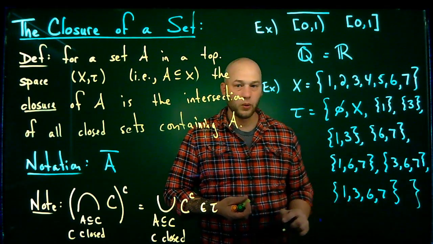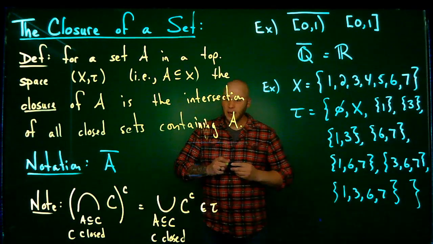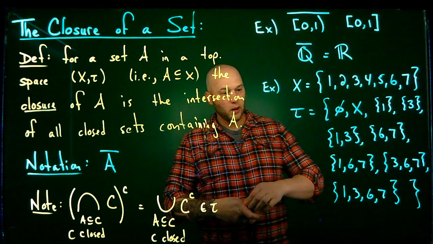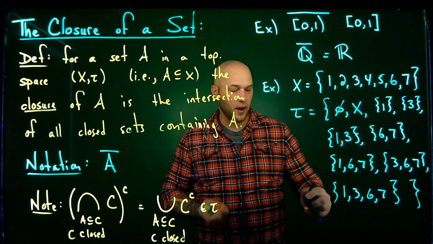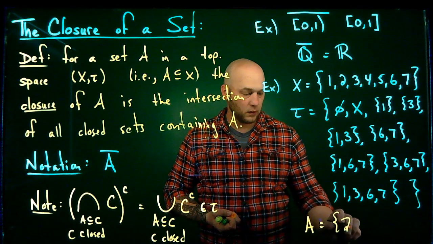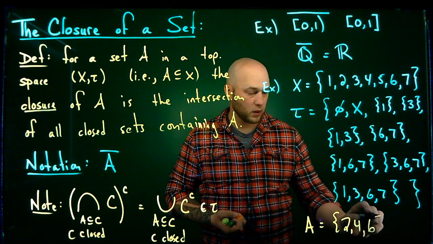And then let's close it. So that right there would be a topology on that set. And let's say I want to look at the subset A of X, which is given by {2, 4, 6}.